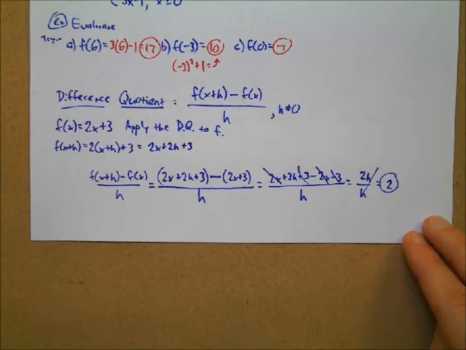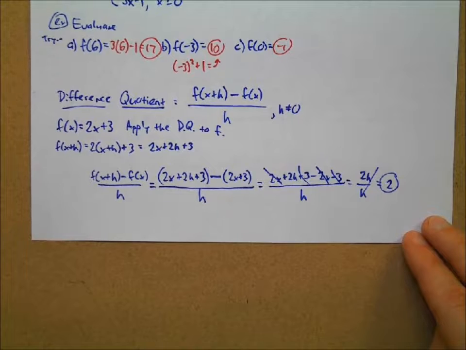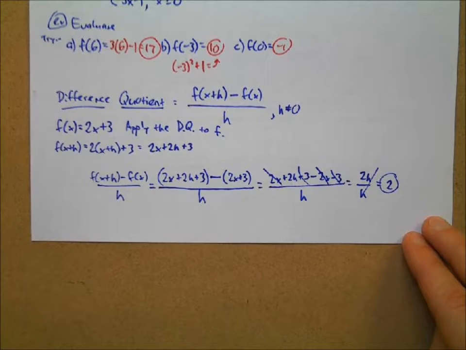Which is kind of mind-blowing, because how many points does it take to find the slope of a line? You need 2, right? But this actually allows you to find the slope using a single point. At a single point, I should say.